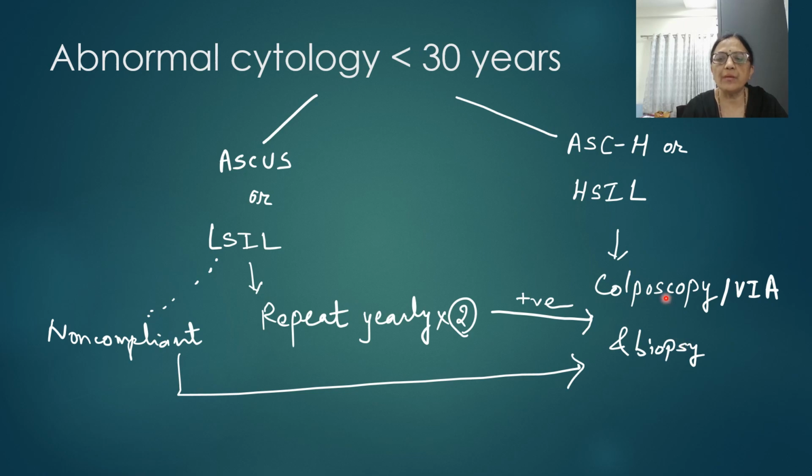So colposcopy is not available. That means you don't do anything? It's not like that. In that case, you go for visual inspection after application of acetic acid and take a biopsy from acetowhite areas, evaluate the patient and treat the patient as per the biopsy report.